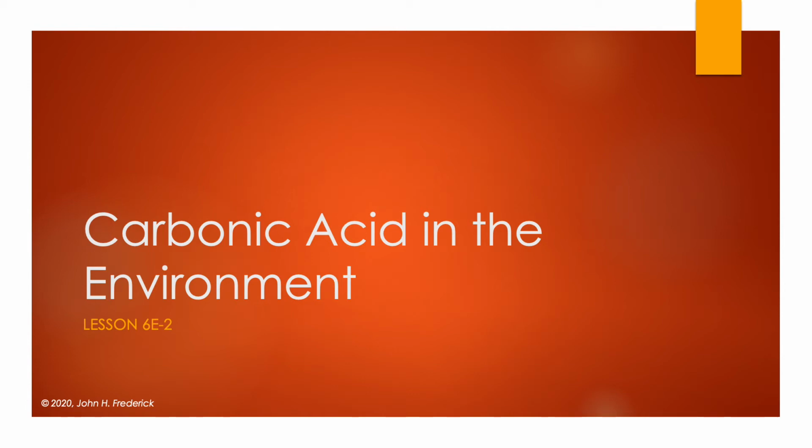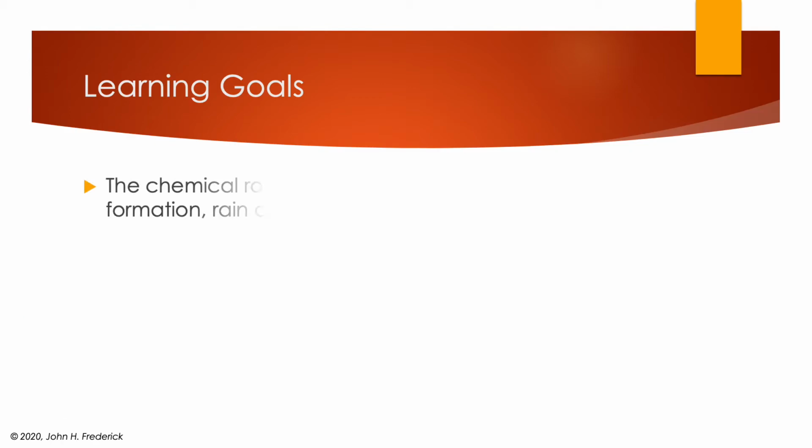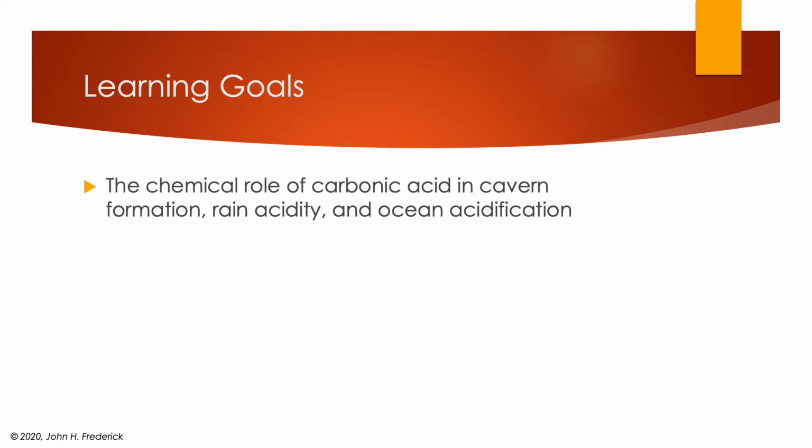We're going to conclude our treatment of complex equilibrium systems by talking about a very important equilibrium system that takes place in the environment, and that's the effect of carbonic acid. So our learning goals for this video will be to discuss the chemical role of carbonic acid, especially as it affects cavern formation, rain acidity, and especially ocean acidification.